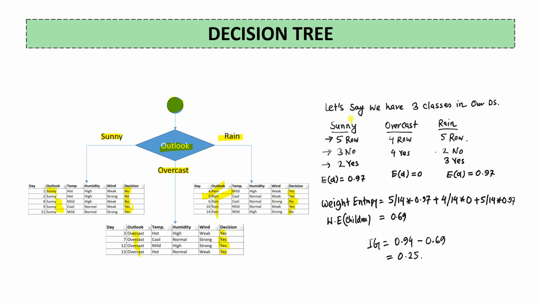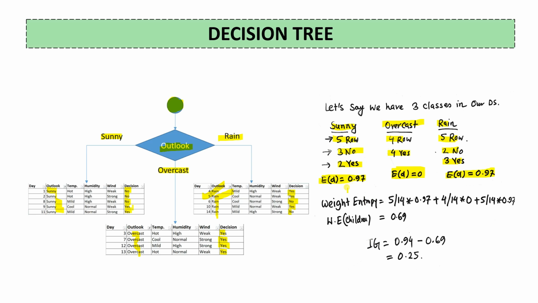So how can we calculate the entropy for that? Let's say we have three classes in our data set. For sunny, you have 5 rows, for overcast 4 rows, and for rain 5 rows, with 3 no and 2 yes, 4 yes, and 2 no and 3 yes. For the overcast case, the entropy is 0, because I don't have any no. That means if one class is missing, the entropy is 0. For the others you can calculate and get an entropy of 0.97, and for the other one the entropy is also 0.97.